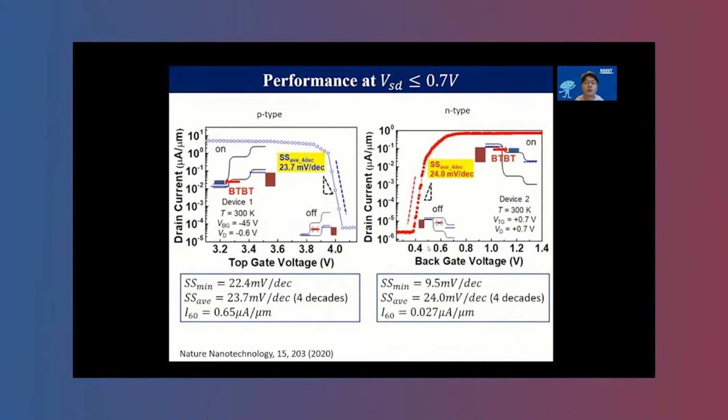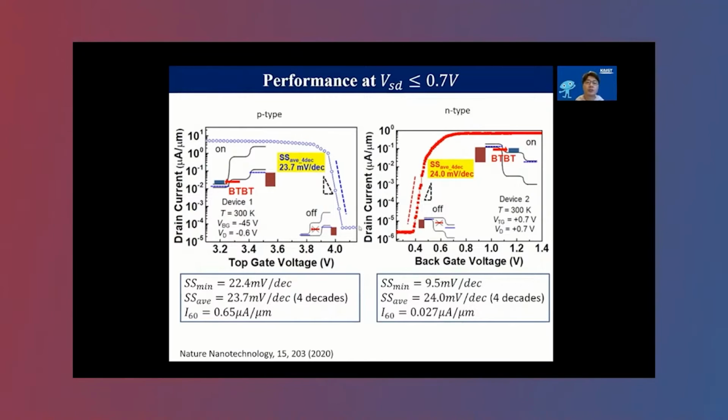So here's the result, characteristic curve. We demonstrated both P-type and N-type with subthreshold swing over 4 decades of current smaller than even 30 millivolts per decade. This is the record low value of subthreshold swing in TFET in history. And also, more importantly, we found that I60, which is the on current, is very close to the MOSFET on current at the threshold voltage, which is about 1 to 10 microampere per micrometer. So the order is very similar.